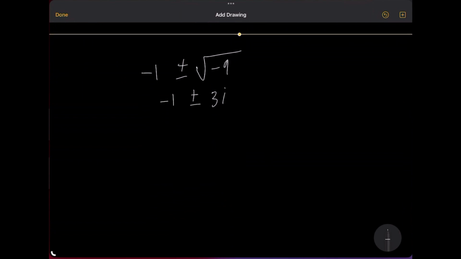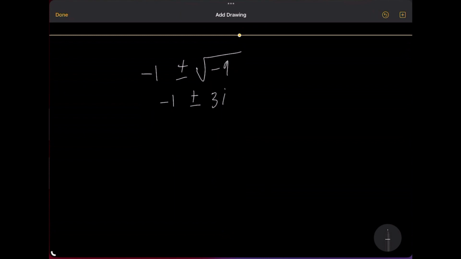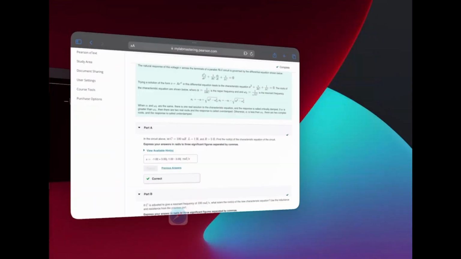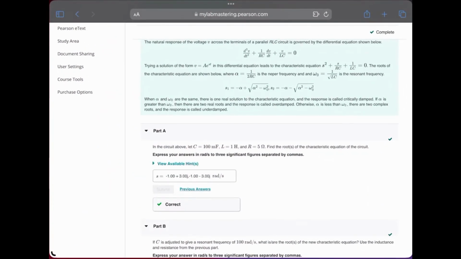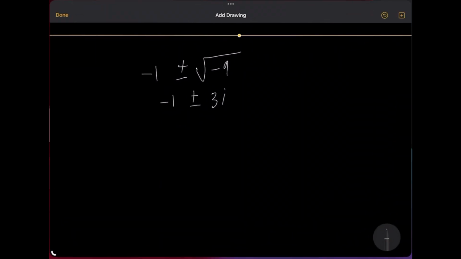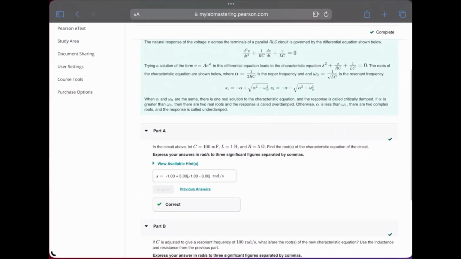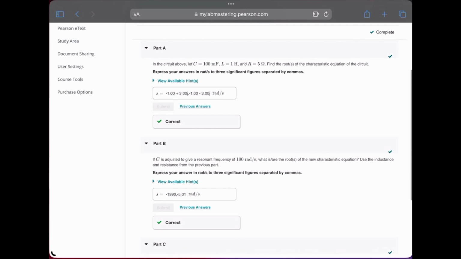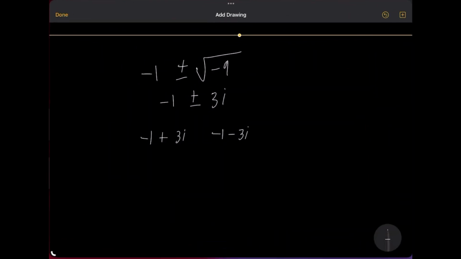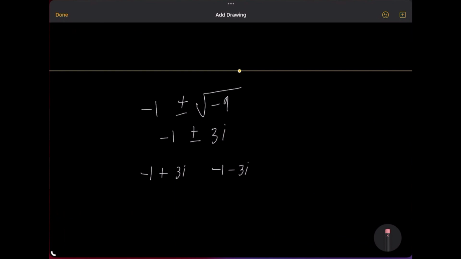And the setup for this case, to convert it, well, to answer the question in this homework, since it's plus or minus, we have two solutions. We have negative 1 plus 3i, negative 1 minus 3i, and that's what it wants here in the beginning. Now it wants us to find the real roots. What are our s values going to be? We'll get to that in a second.